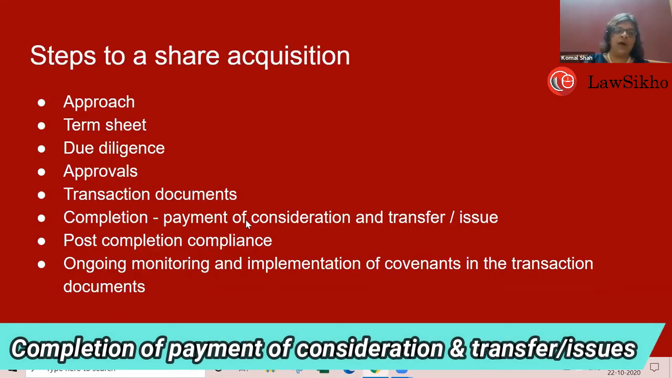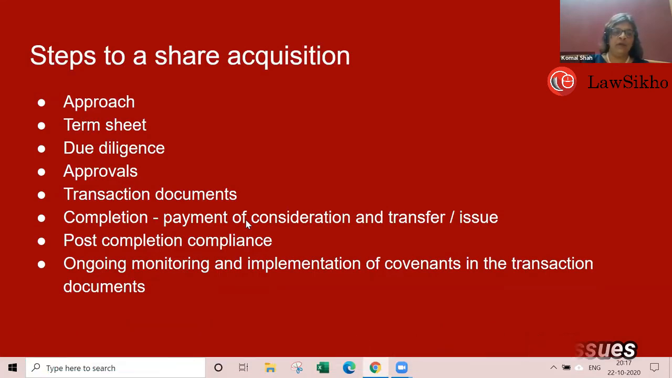In terms of how it is agreed in the transaction document, there will be a payment of consideration, and there will be a transfer or the issue of shares, as is the case, because we are talking share acquisitions. So there has to be a transfer, or there has to be an issue of shares, where the shares are given to the acquirer, and the acquirer will make a payment. Payment can be in cash, non-cash, whatever manner both of them have agreed. But it will be the payment of the consideration and the transfer or the issue of shares.